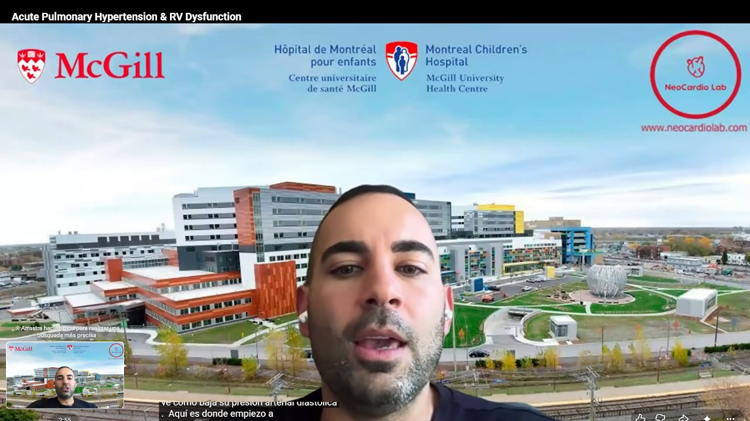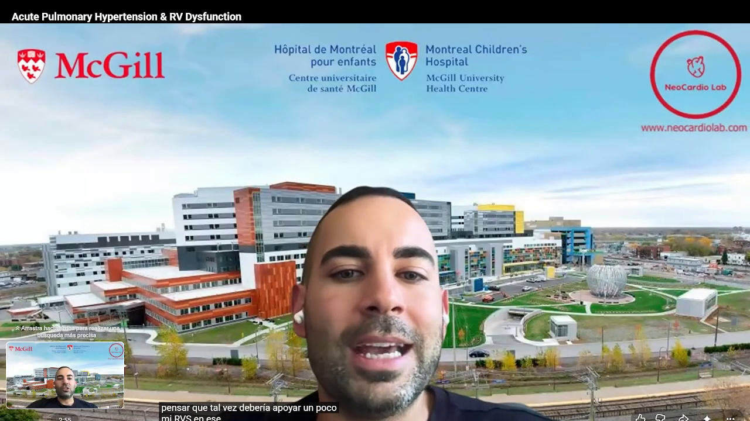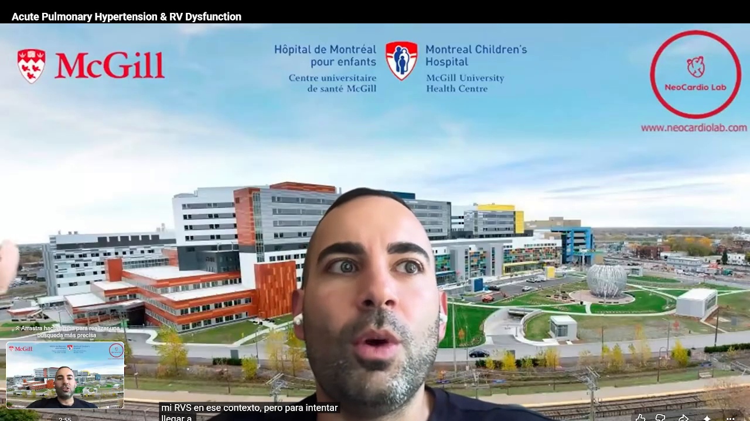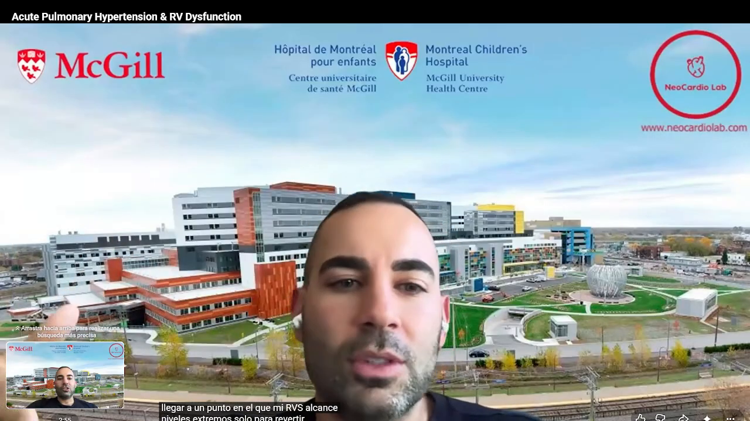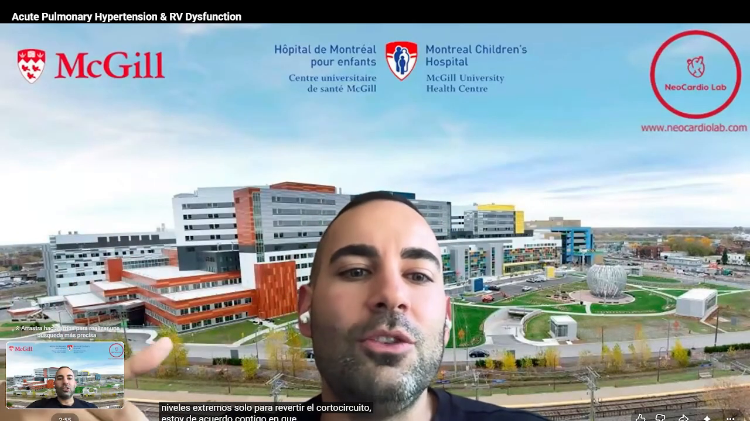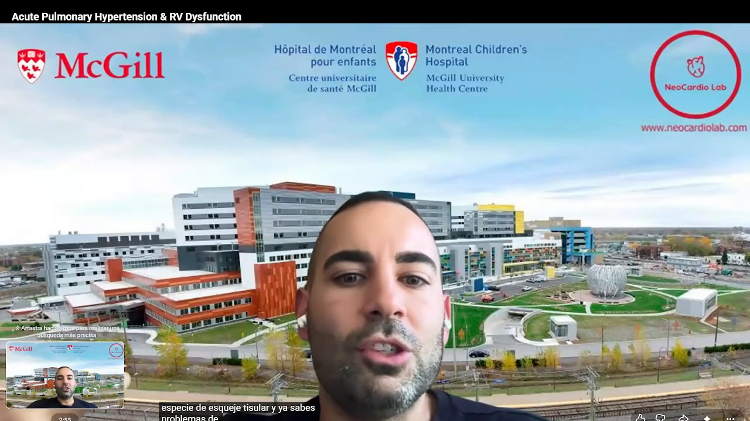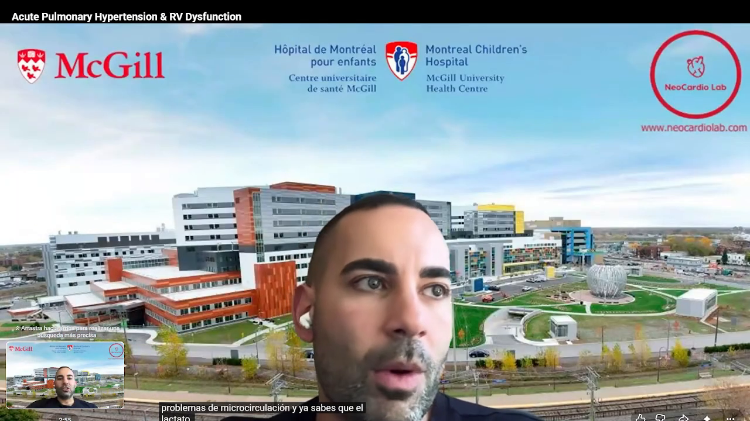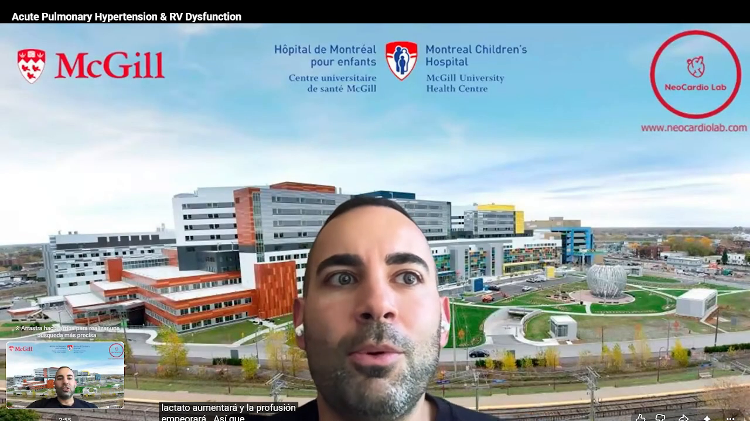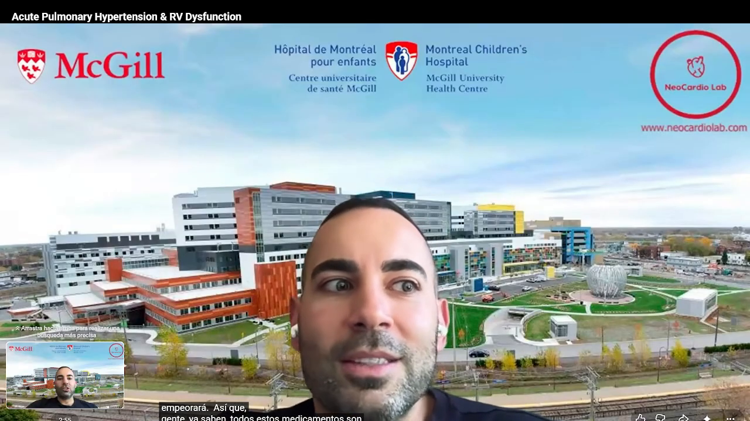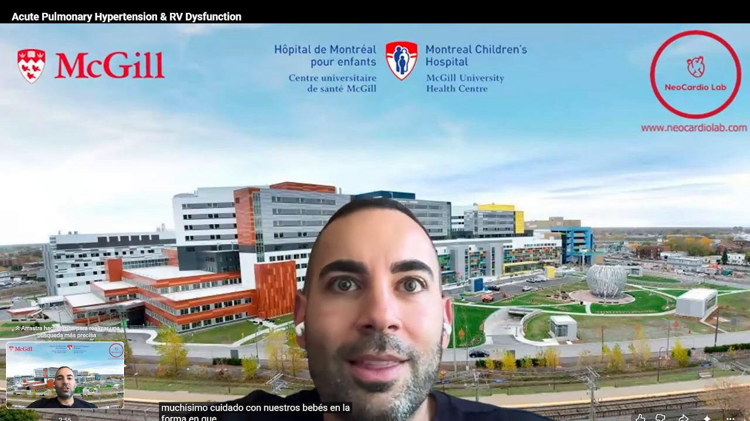This is where I start thinking, well, maybe I'll support my SVR a bit in that context. But to try to reach a point where my SVR reaches extreme levels just to reverse the shunt, I agree with you that then you get into tissue ischemia and microcirculation issues, lactate will rise, and perfusion will get worse. So all these drugs are toxic in a way, and we have to be extremely careful in our babies in the way we titrate them.